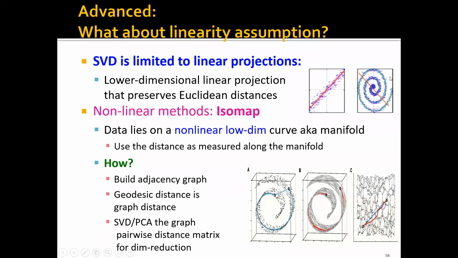Next, let's briefly talk about the linear assumption. Remember that SVD is actually limited to linear projections, and it focuses only on a low-dimensional linear projection that preserves the Euclidean distances. Therefore, let's say that if the data points are concentrated on a spiral shape, then SVD will no longer work. Therefore, basically, we will need nonlinear methods to perform dimensionality reduction.